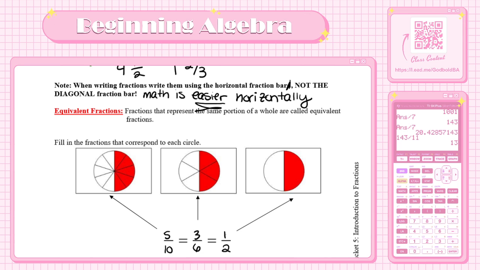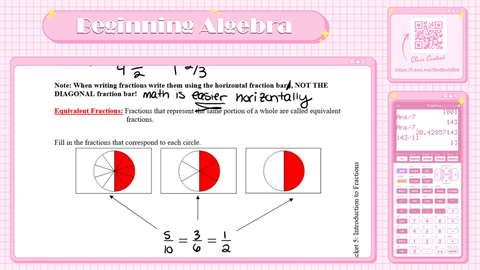So notice in all 3 of those pictures, the red part looks the same. If you squint and you can't see the black lines anymore, it's the same amount of red. Okay, so whether you ate 5 pieces of a pizza that was cut into 10, or you ate 1 piece of a pizza that was just cut in half, you still ate the same amount of pizza, right? So all of those fractions are equivalent. They all represent the same portion of the whole.